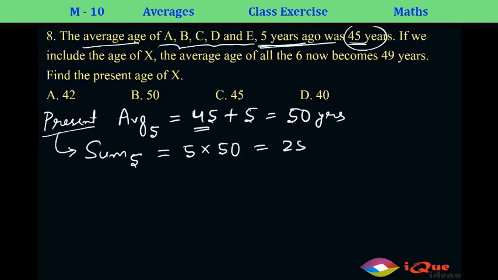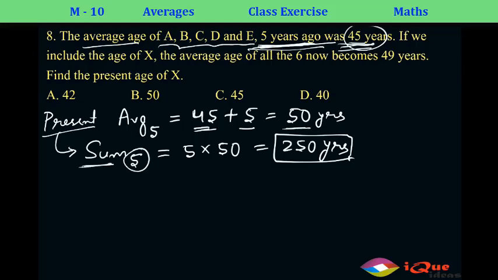That is 250 years. I repeat, if all the values increase by the same value, ages always increase by the same value. In any 5 years period, everybody's age has to increase by 5 years, right? So that means the overall average will also increase by 5 years. Now 5 years ago the average was 45, so the new average would be 45 plus 5, which is 50. So the present sum of 5 people will be 5 into 50, that is 250 years.